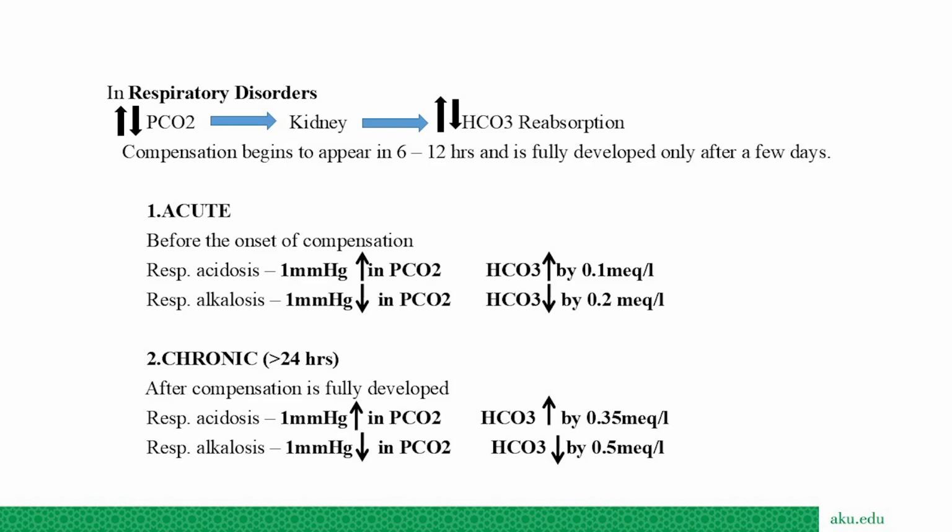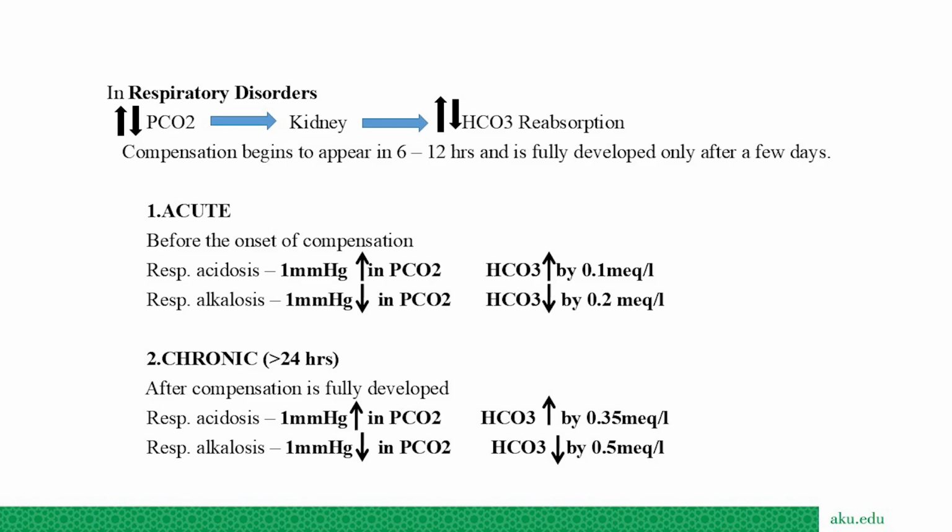So, always remember in respiratory acidosis, when there is an increase in carbon dioxide, as we discussed, the bicarb will increase. Initially, in the acute phase, the bicarb will increase to a smaller extent, as mentioned in this slide, by approximately 0.1. However, when the respiratory disorder is chronic, that is for at least 24 hours or more, the bicarb level increases to a more significant level, to approximately 0.35.